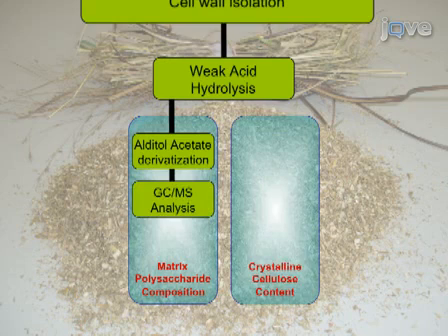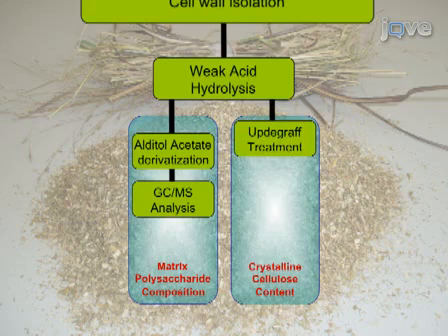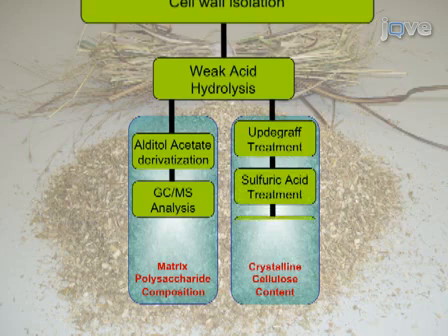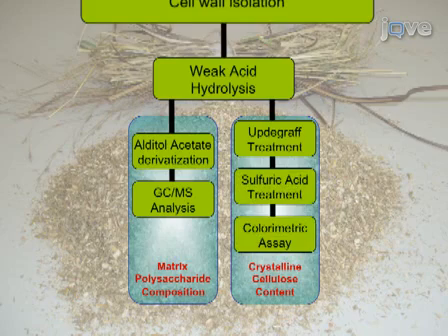For the determination of crystalline cellulose content, walls are treated with the Updegraff reagent, a mixture of acids that strip away non-crystalline wall components. The remaining crystalline cellulose is degraded into its monomer glucose, which can be assayed colorimetrically.